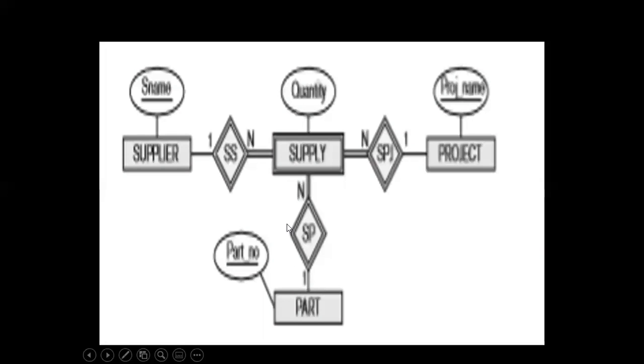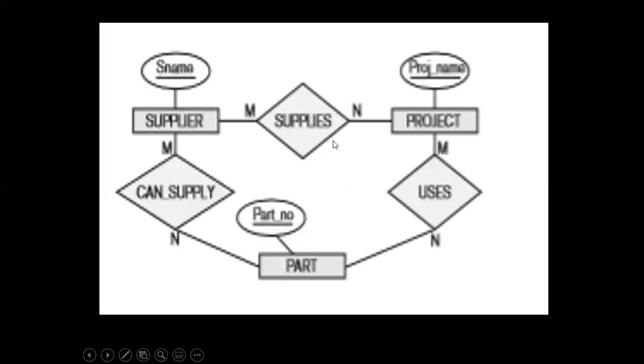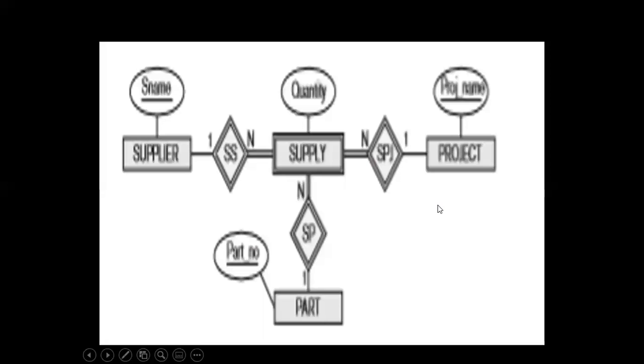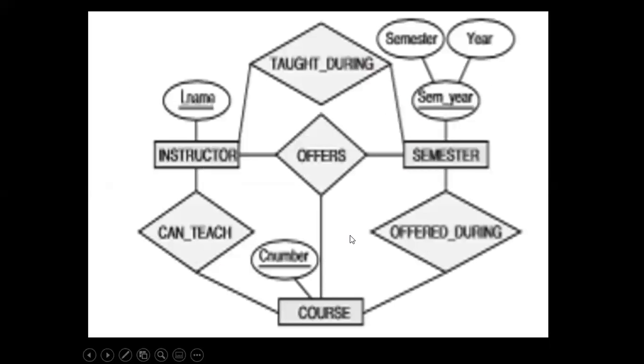So the second method is, what we have done in the previous method, a single supply is converted to can supply, supplies and uses. But in the second way, we can rewrite the supply relationship as an entity type supply. Then we can form relationships between supplier and supply, then supply and project, and part and supply. So these are the two ways of converting a ternary or higher order relationship into binary relationships.